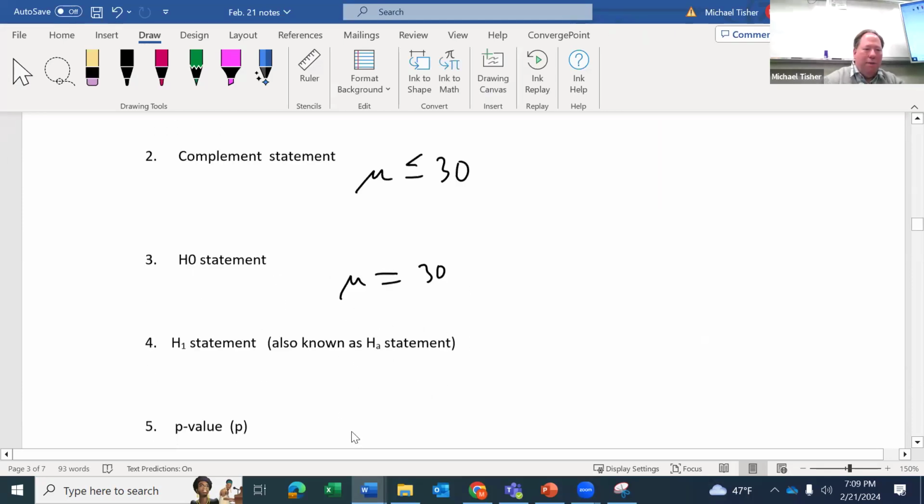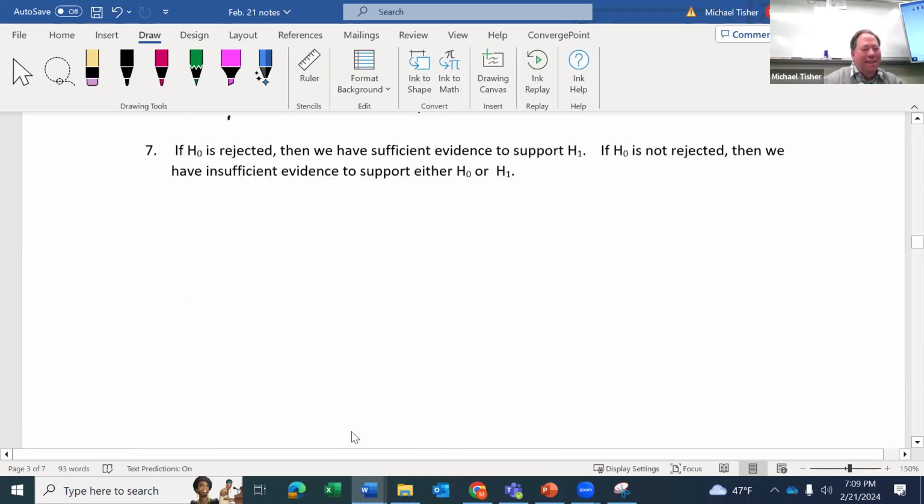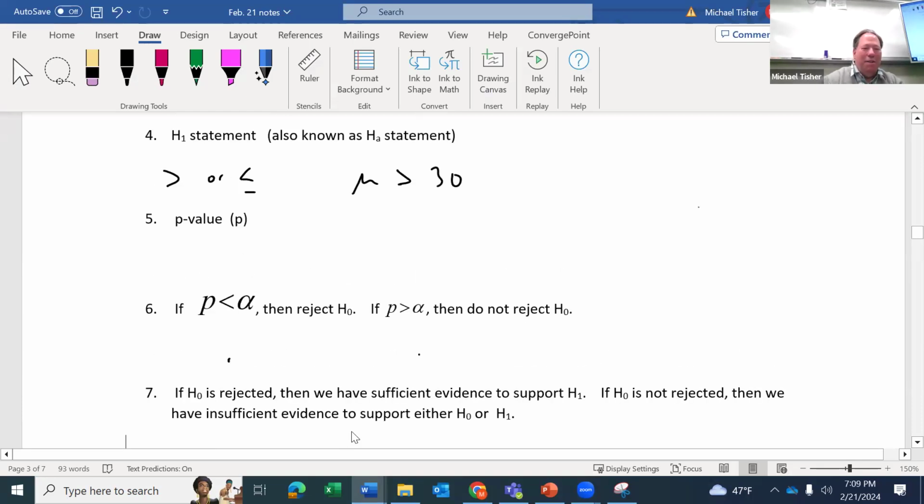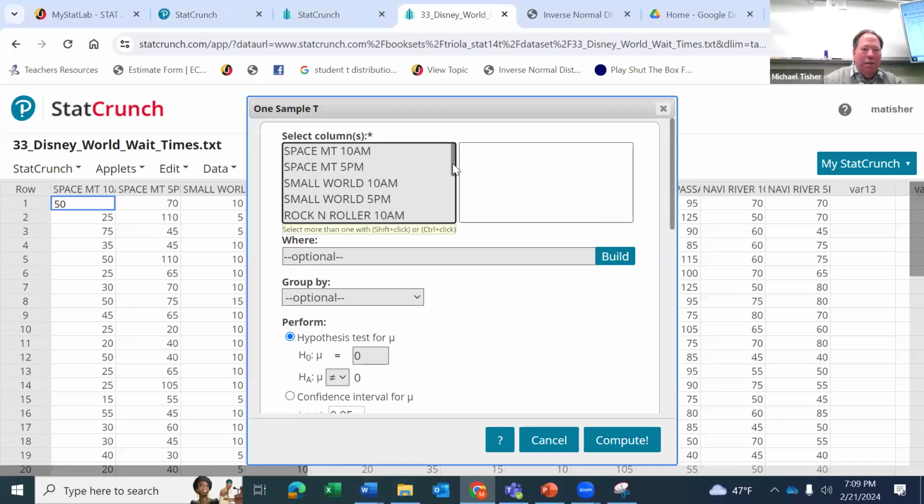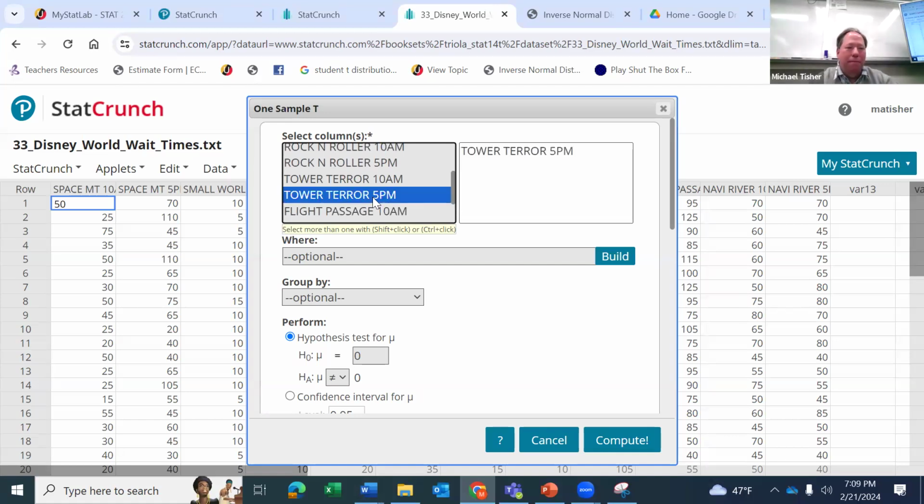Tower of Terror. Okay, Tower of Terror, 5 p.m. So we'll choose that here. Tower of Terror, 5 p.m. is right here. Okay, 5 p.m. And then we perform hypothesis tests for mu, that's what we're doing.